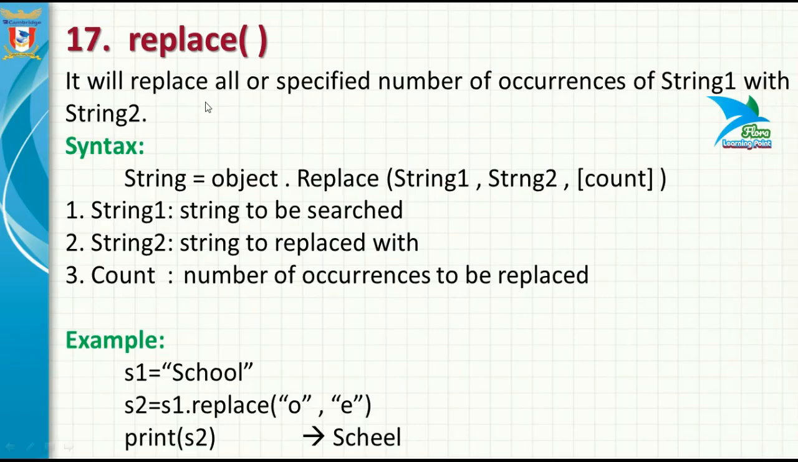Next we are having the replace function. It will replace all or a specified number of occurrences of string 1 with string 2. It will return a string, and the replace function will search for string 1 in the specified string and replace all the occurrences of string 1 with string 2. The first parameter is string 1, the string to be searched, and the second is string 2, the string to be replaced with. Third, we have an optional parameter, count, the number of occurrences to be replaced. So count will decide how many occurrences we want to replace.